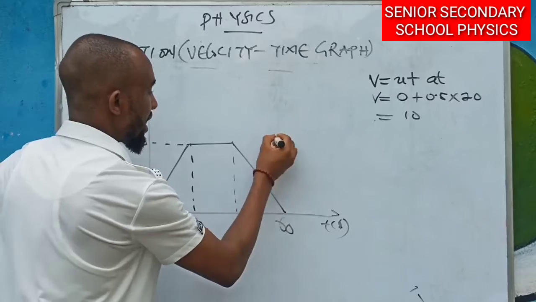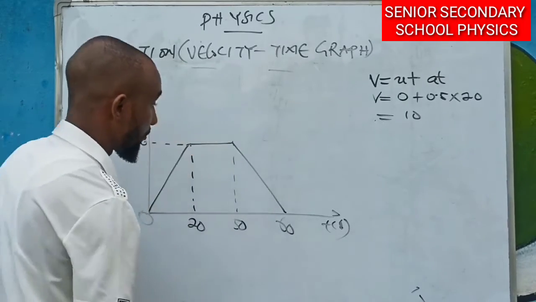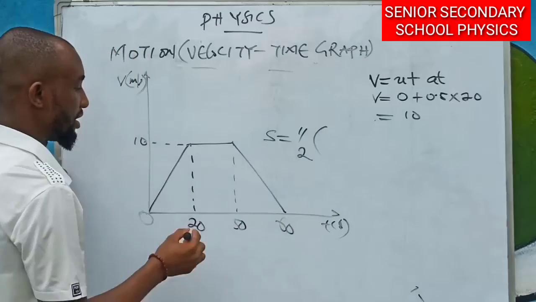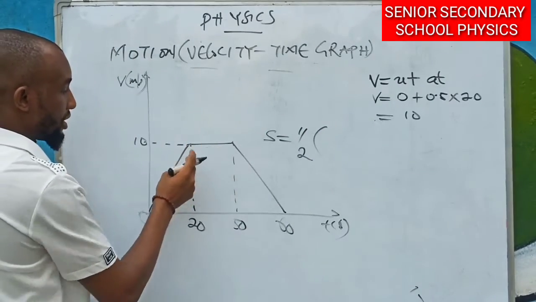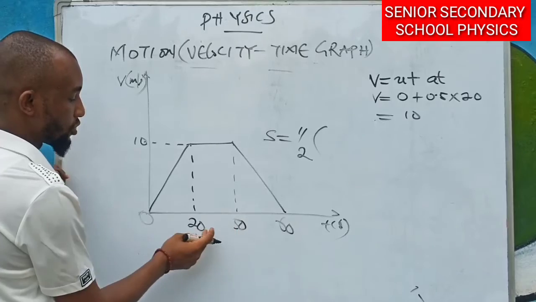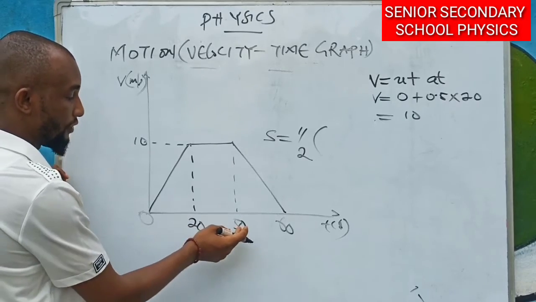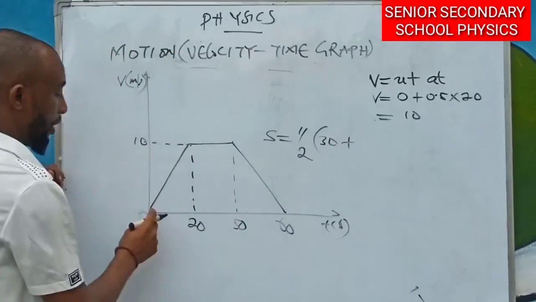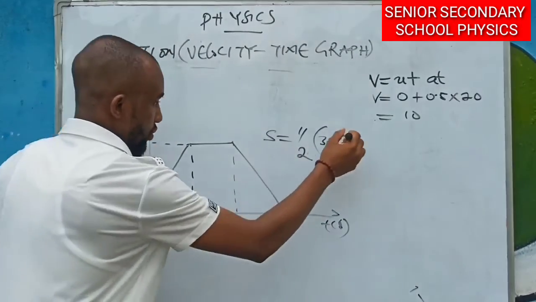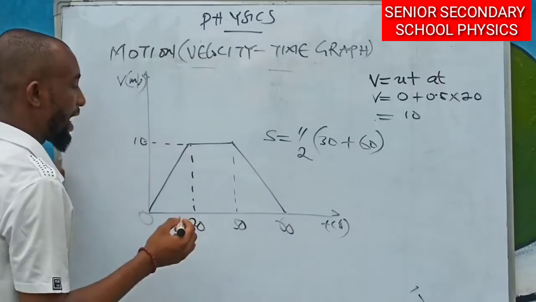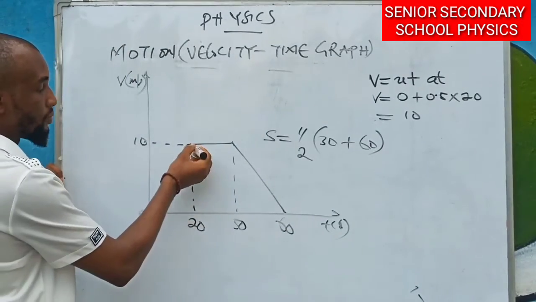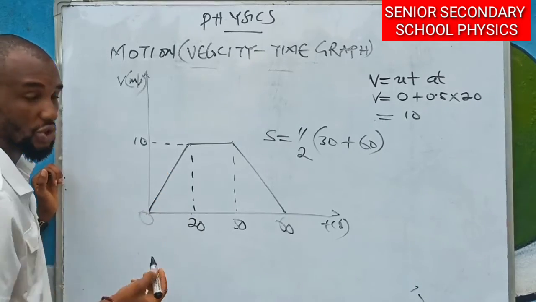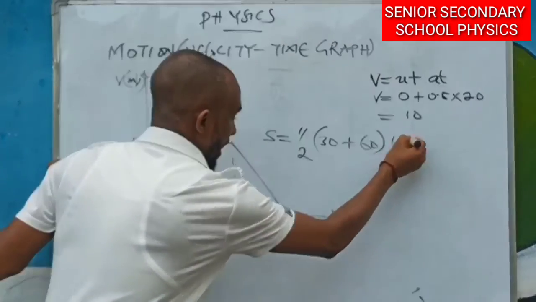And that distance s is given as half in brackets from this point to this point, which is same as from this point to this point, and we are going to subtract. 50 minus 20 will give us 30, plus from this point to this point, which is 60, multiplied by the height, which is from this point to this point, which is 10. So we now have this.